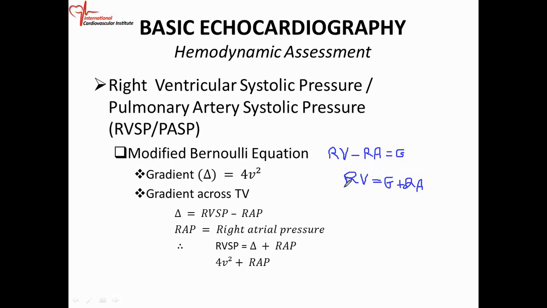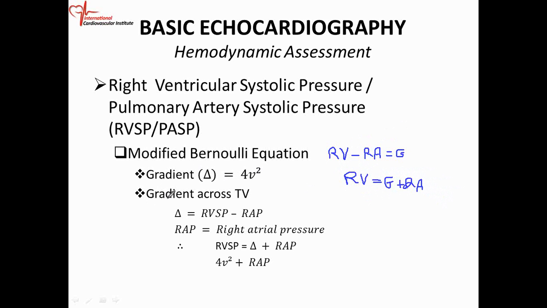So this is a valid situation in 99% of your patients. Again, the modified Bernoulli equation states that the gradient is equal to 4v squared. The velocity we're talking about is your TR velocity, the peak TR velocity. So we get the velocity when we do our Doppler, and if we square that, multiply it by 4, we get the gradient, and then all we have to do is add the right atrial pressure, and we get the RV systolic pressure.